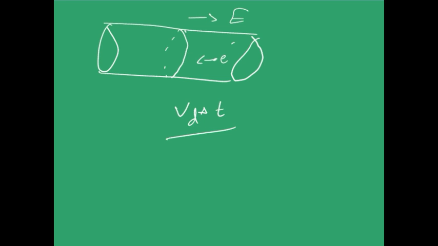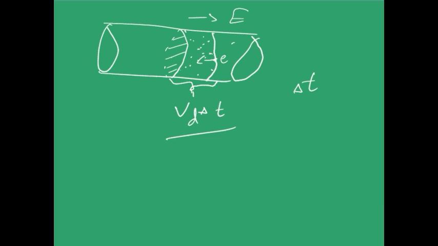So from this surface, say the electron which was at a distance of vd delta t would have crossed this surface just after time delta t. Have you understood this? So I can say that all the electrons which were present in this area, from this surface to this surface, which is at a distance of vd delta t, all the electrons in this area would have crossed this surface which I am interested in.